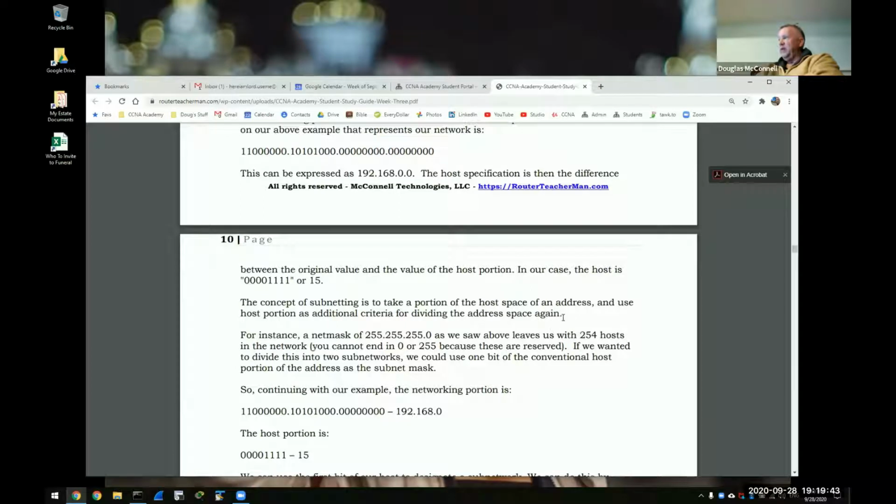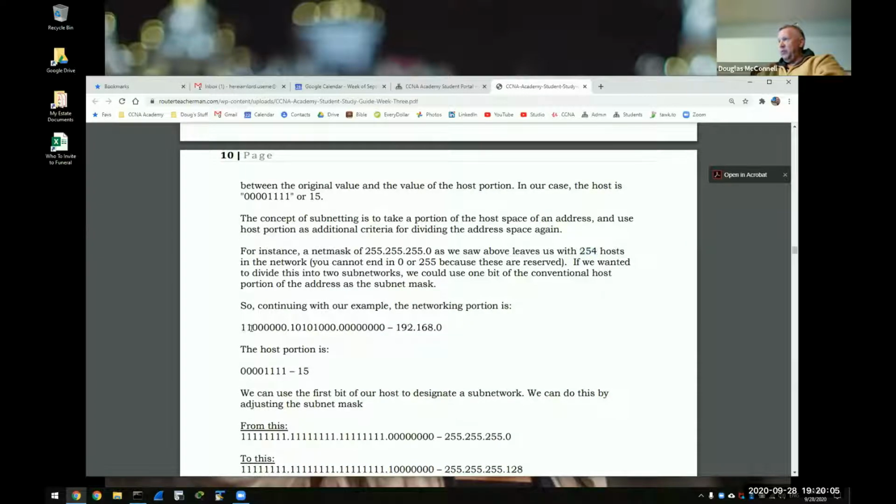So this concept of subnetting is taking a portion of the host space of an address and using it as additional network criteria. So let's take the example of a net mask of 255.255.255.0. We remember that that was 254 hosts, right? So this is the network portion. This is the host portion. This binary representation is 15 right there.